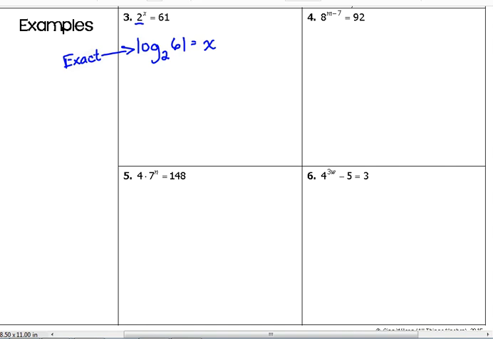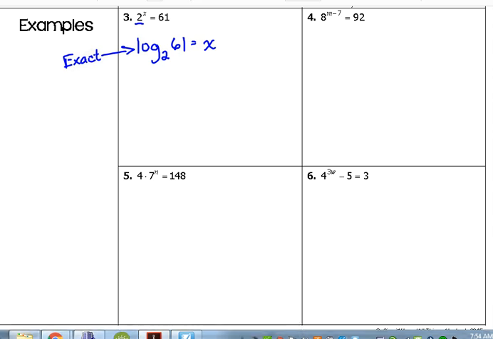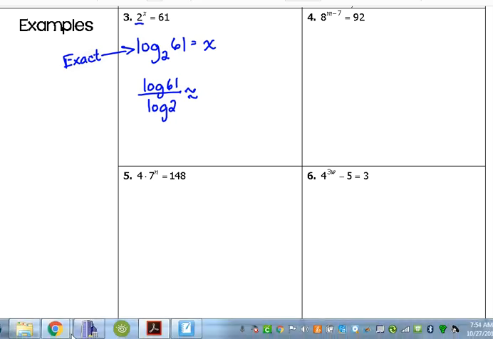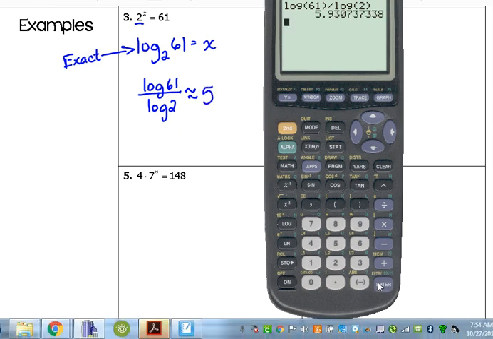They may ask you for a decimal approximation. And if so, we use our change of base. Remember, that's log of 61 divided by the log of 2 will give us an approximate answer for this x. So let's do that. Let's do log of 61 divided by the log of 2. So our approximate answer is about 5.931.